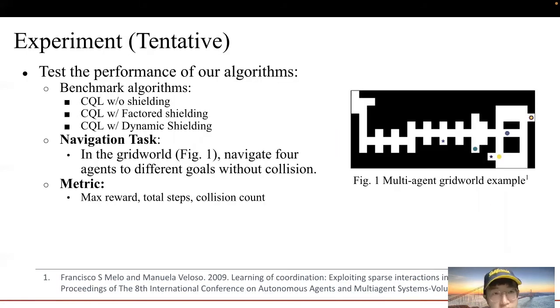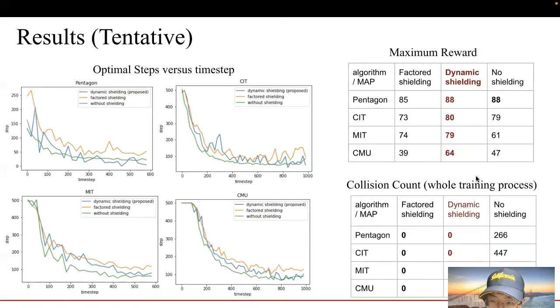We also conducted experiments to test the performance of our algorithm compared to the benchmark in a grid world. Agents will learn to navigate in the grid world without colliding with other objects or agents. And we measure the algorithm by the max reward, total steps, and collisions. From the results, we can see our algorithm has no collision, which means it ensures safety, and it has higher maximum reward, which shows its performance. And most importantly, our algorithm takes fewer steps to reach the goal than the fully decentralized sharding, which means it mitigates conservative behavior, and that proves that our dynamic sharding is effective.